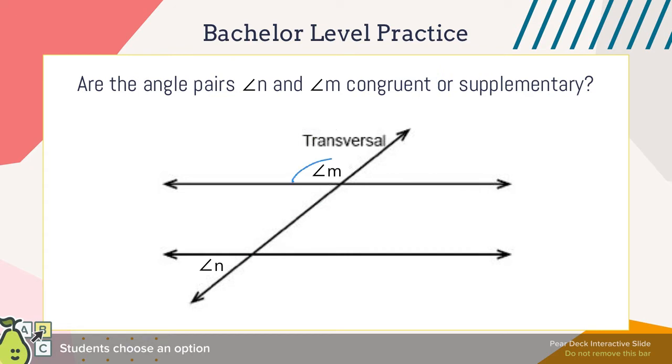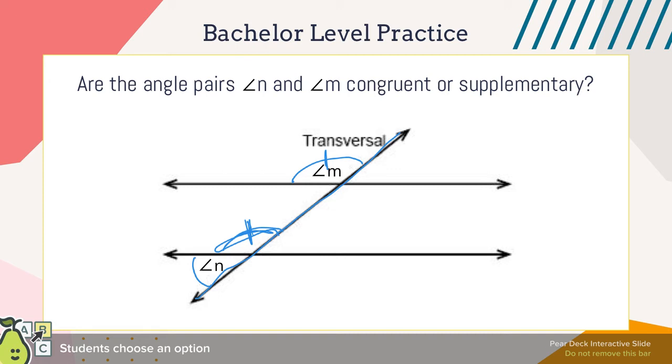Angle M is an obtuse angle, and angle N is an acute angle. Angle M is located in the top left corner, whereas angle N is located in the bottom left corner. So they're both on the same side of the transversal. M's corresponding angle would be here. So angle M and this angle are corresponding. And angle N is supplementary to M's corresponding angle.